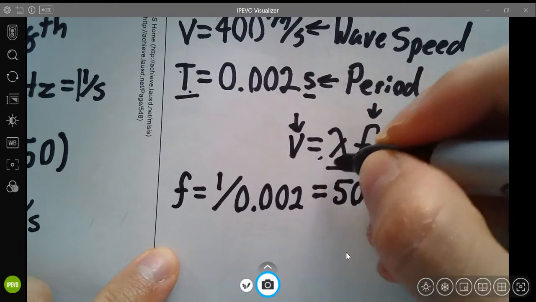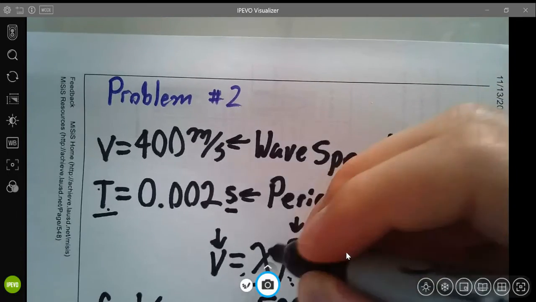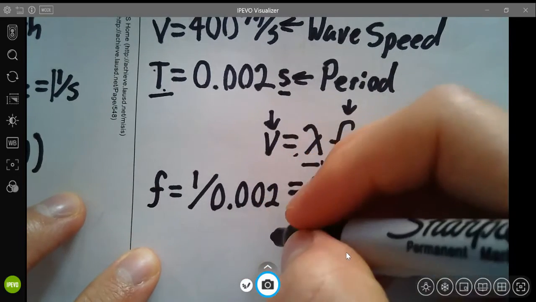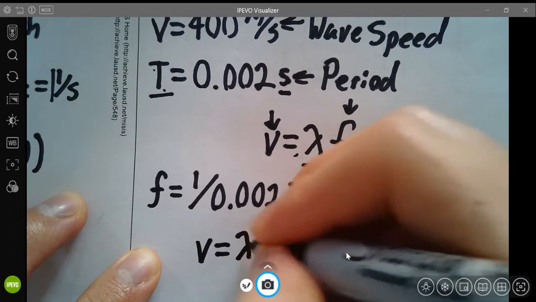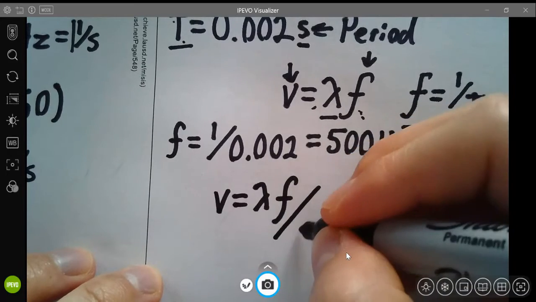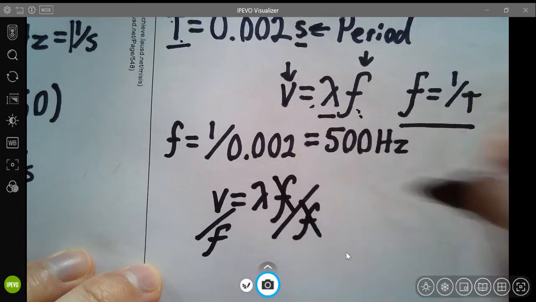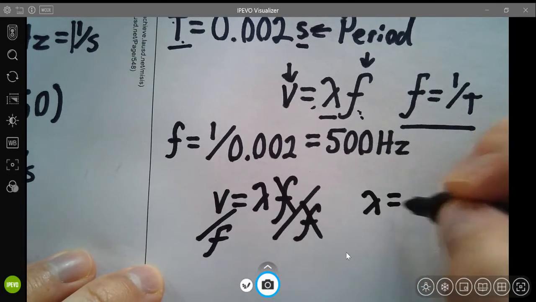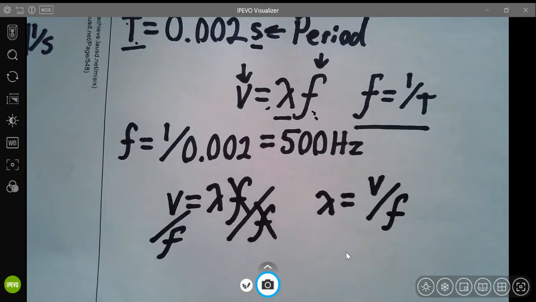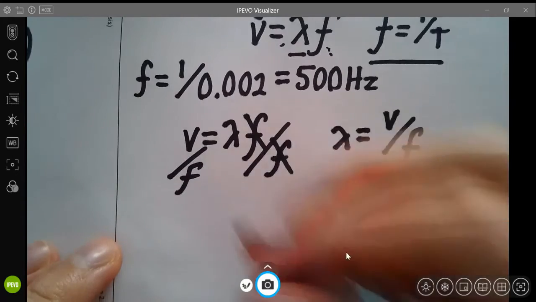Now, I have to rearrange this equation to find that wavelength, right? Because that's what I'm looking for here. I have my wave speed, I have my period, but I need a wavelength in order to understand this wave. So I have V equals wavelength times frequency. And I want to figure out wavelength. Well, all you need to do is divide by frequency on both sides. So this cancels out, and I'm left with this. This is my wave speed divided by my frequency. So now I have all the tools I need, right? I know this and I know this.